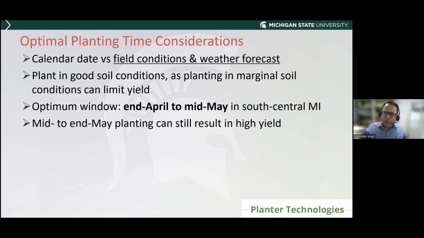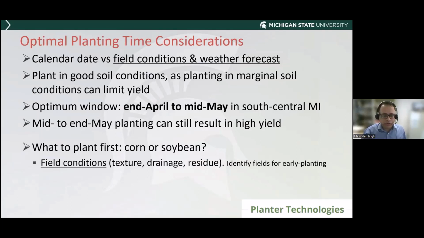The optimal planting window we are seeing in our results is the end of April to mid-May. And it does move, right? As we go from south to central to northern Michigan, it's going to move a little bit later. But typically, for a lot of our areas, we are seeing that is the optimal time to plant. And again, planting in good conditions is really critical, as we have seen that if we plant in marginal conditions, it can result in a yield loss. And again, slightly later plantings can still result in a decent yield for us.